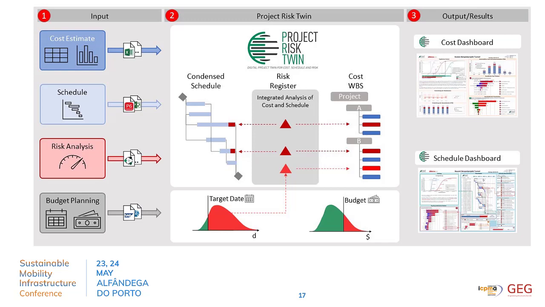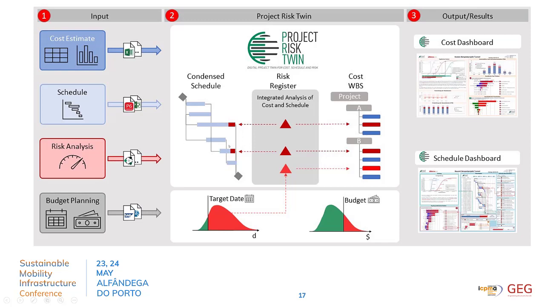What goes in is always the cost estimate, Excel, whatever is used, the schedule, P6, MS Project, and also the risk analysis and the budget planning. In the middle, as we have seen before, there's a risk register, and all those risks, depicted by a triangle showing the uncertainty in those risks, are now assigned to both sides, to the schedule part on the left side, to the activity, and also on the right side to the WBS, to the level where they belong to.